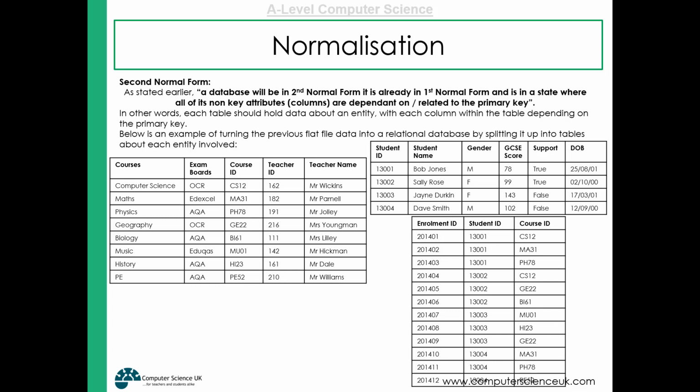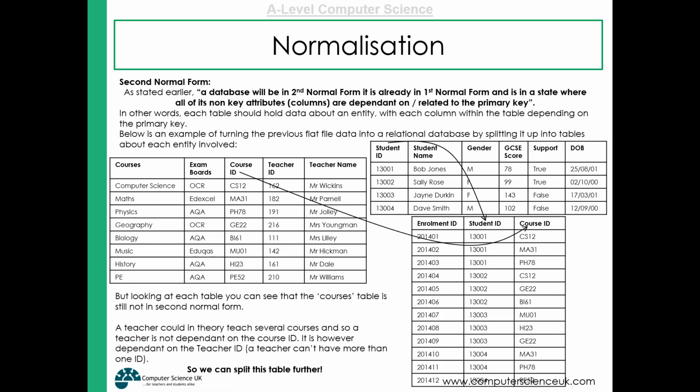So each enrollment, for example a student going into a course, is an enrollment. We could have an enrollments table. Now, if you study the courses table in a bit more detail, you can see it's still not in second normal form. You could have a situation where a teacher teaches more than one course. So therefore a teacher isn't dependent on the course. And because of that, we need to split this table up even further if we want to get it into true second normal form.